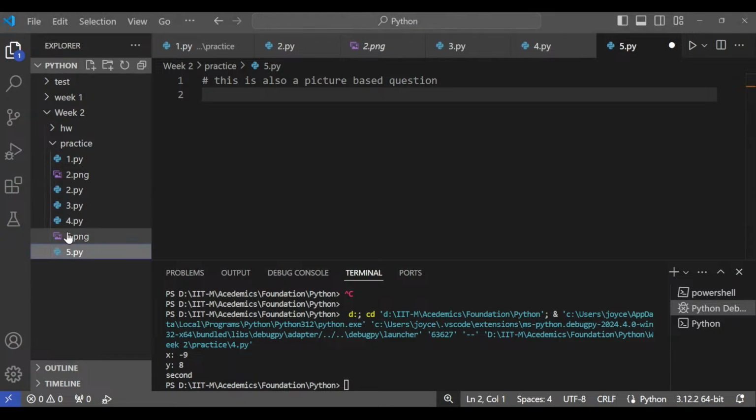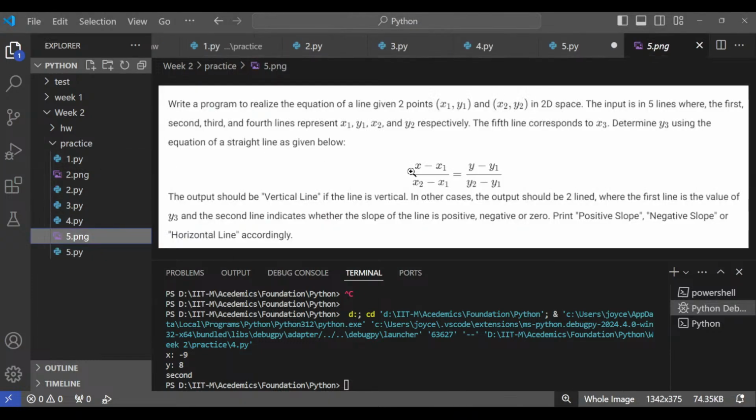Okay. So we have a fifth question here. Write a program to realize the equation of a line given 2 points, x1, y1 and x2, y2 in 2D space. The input is in 5 lines, where the first, second, third and fourth lines represent x1, y1, x2, y2 respectively. The fifth line corresponds to x3. Determine y3 using the equation of a straight line given below.